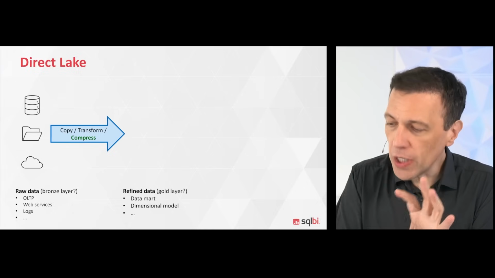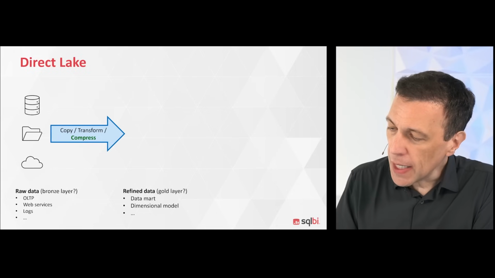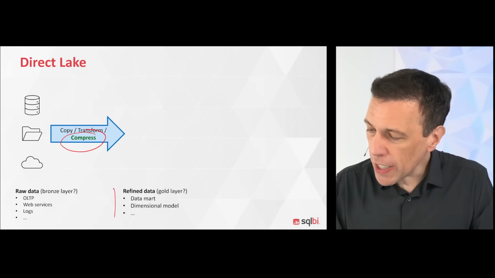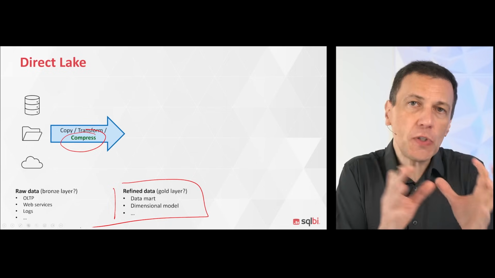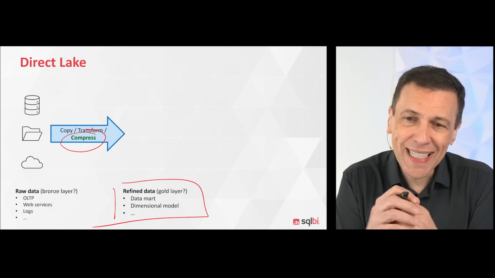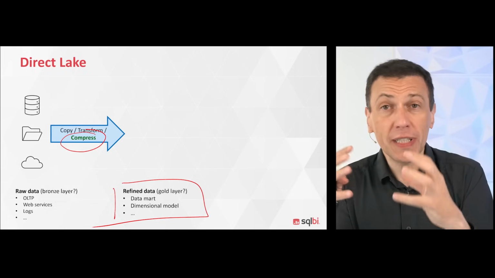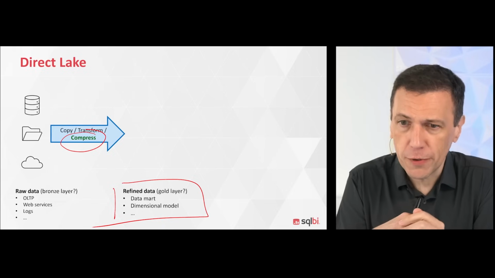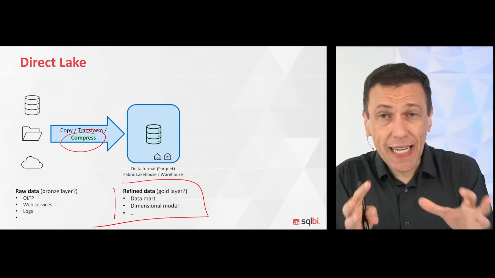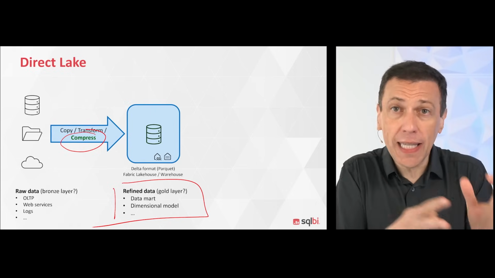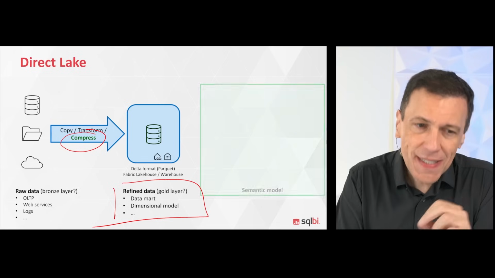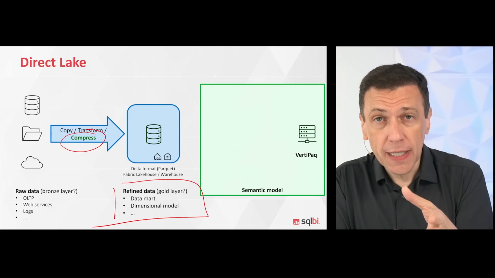And so not only do we have to copy and transform the data, but we also have to compress the data. The compression is required to store the data in the format we're going to use for the dimensional model, the data mart, the gold layer, if you prefer. What happens is that this data is stored in either a lakehouse or a warehouse on Fabric, and this storage is actually compressed.